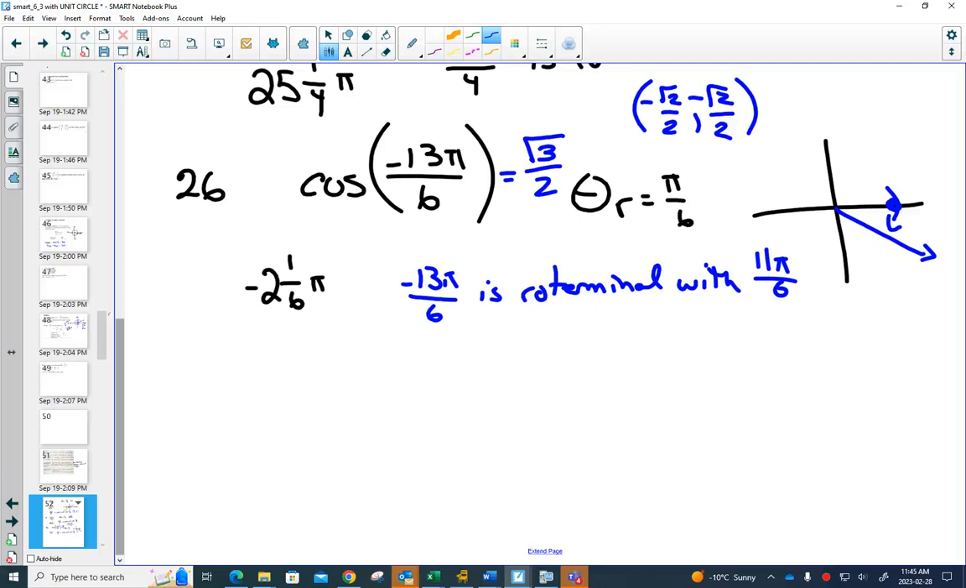No, because 11 pi over 6 is this angle. And it ends in quadrant 4. And it's coterminal. Coterminal means two things that end at the same place. Negative 13 pi over 6 would be this blue one that goes like that. And they both end at the same spot. Good? It's not negative, it's positive? No. Okay. So the negative 13 pi over 6 is coterminal with positive 11 pi over 6, because 11 pi over 6 is going around in the positive direction. And they both end at the same spot.